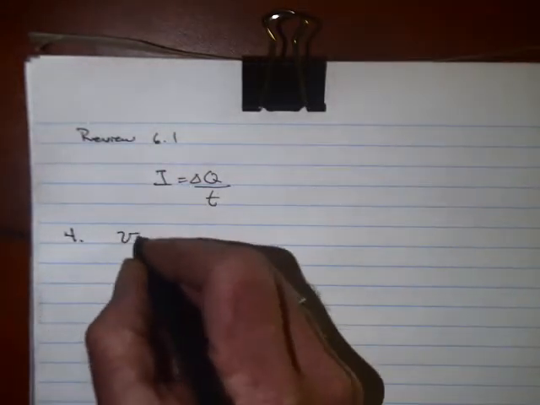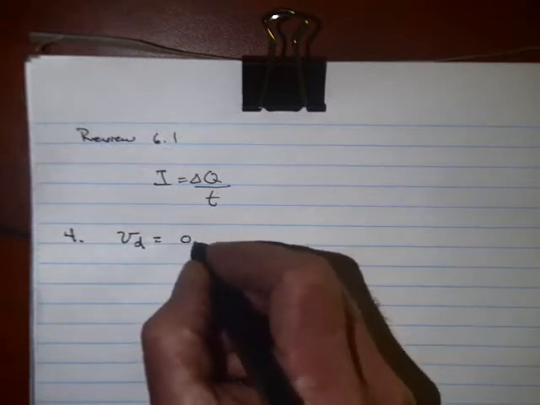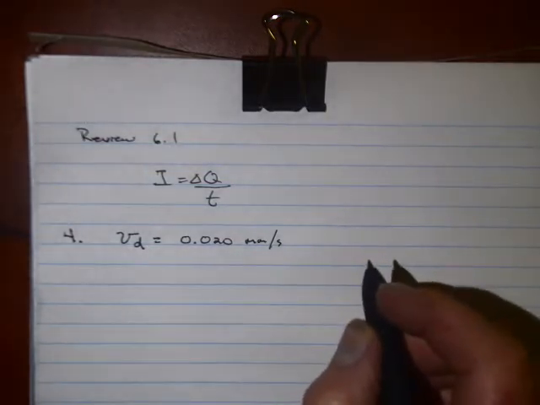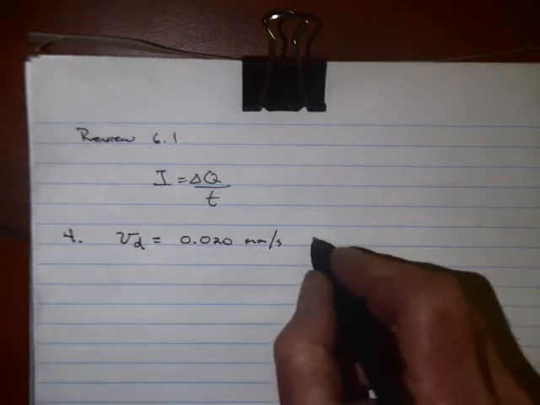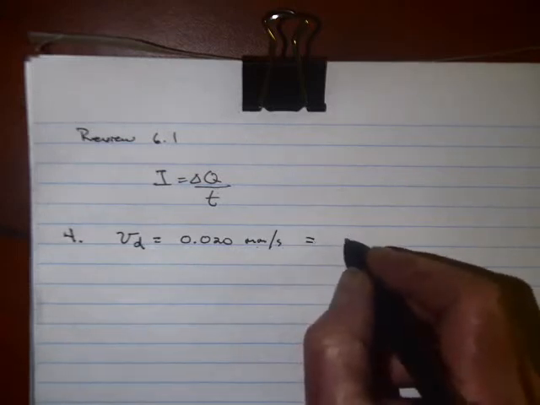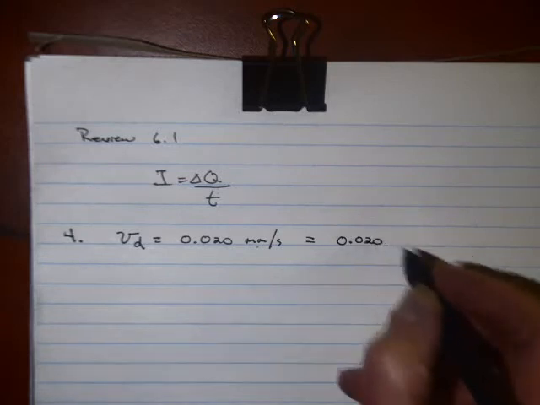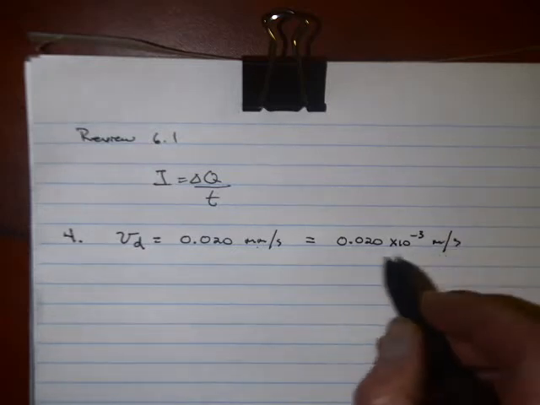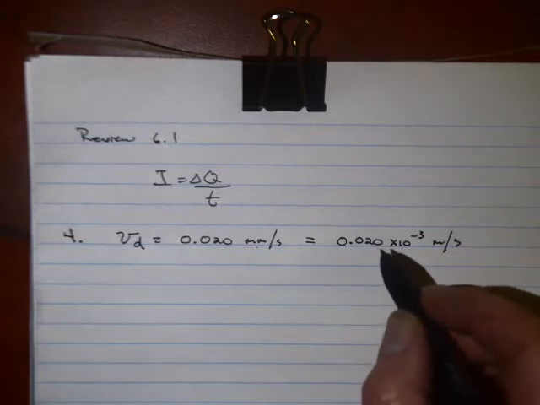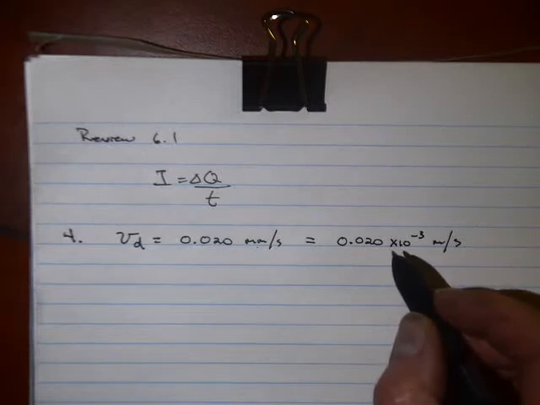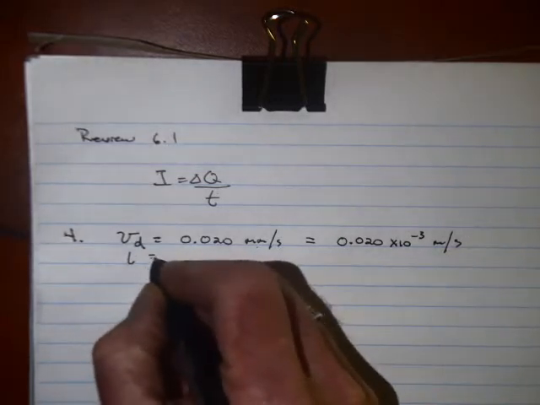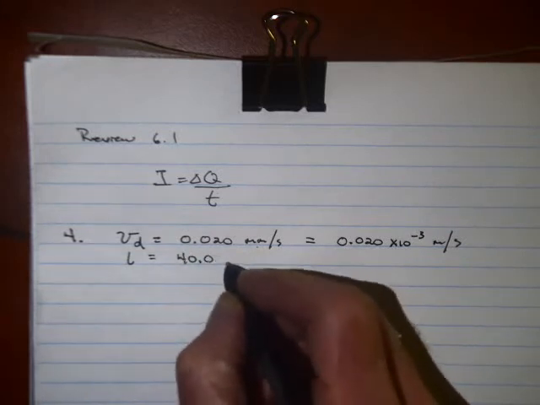So what do we know? We know that the drift velocity is equal to 0.020 millimeters per second. Now that's not a lot. In order to do any of this, again, you have to translate into meters per second. Millimeters is 10 to the minus 3, so you could write it like this: 0.020 times 10 to the minus 3 meters per second. I know this is not in standard notation, but as far as the calculator is concerned, as soon as you plug it in, it's going to recalibrate that anyway. And the length, we know, is 40.0 meters.